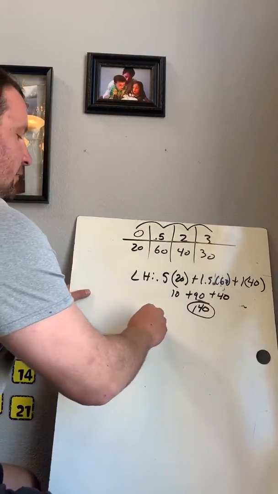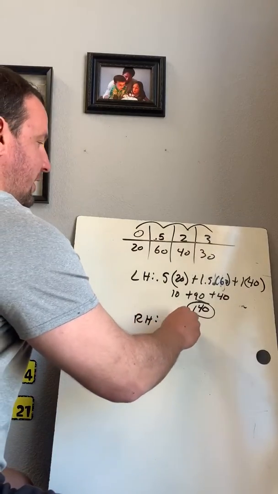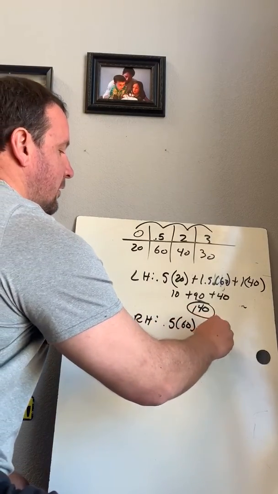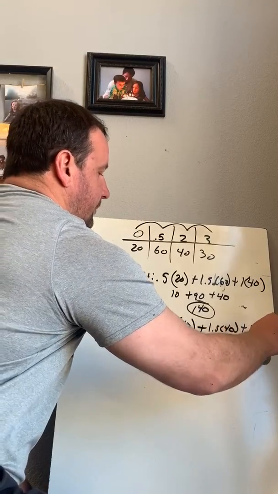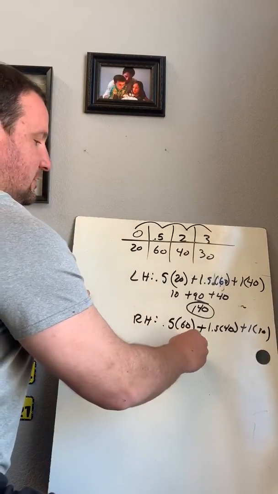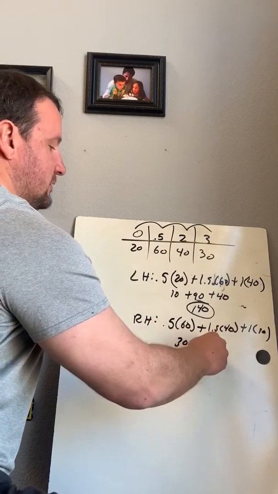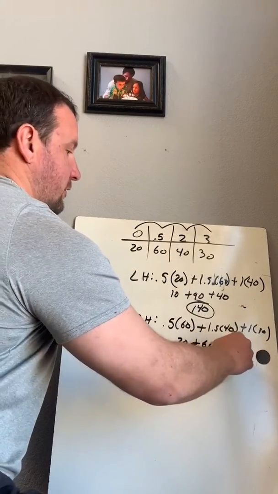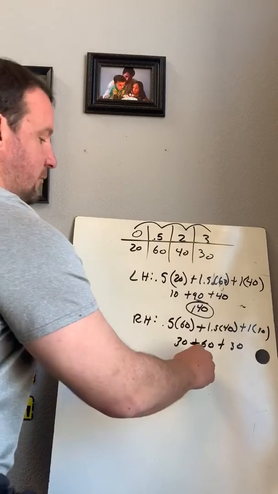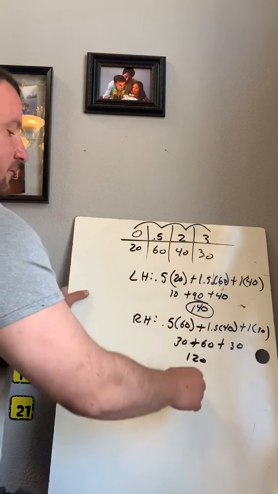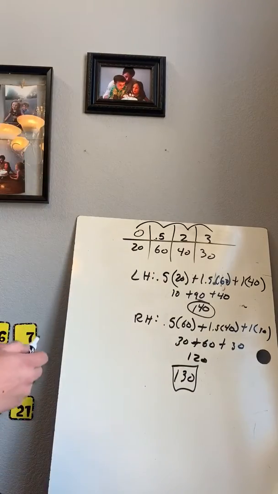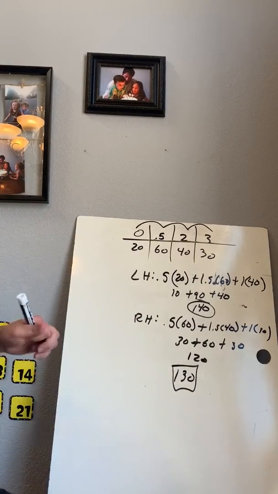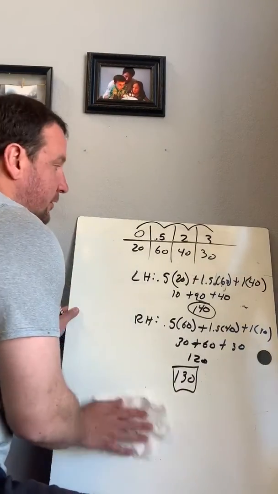If I do a right hand, I get 0.5 times 60 plus 1.5 times 40 plus 1 times 30. Half of 60 is 30, 1.5 of 40 is 60, 1 of 30 is 30, so that gives me 120. If I take the average of 140 and 120 to get a trapezoidal sum, I get an average of 130, which is the answer B. Good there.